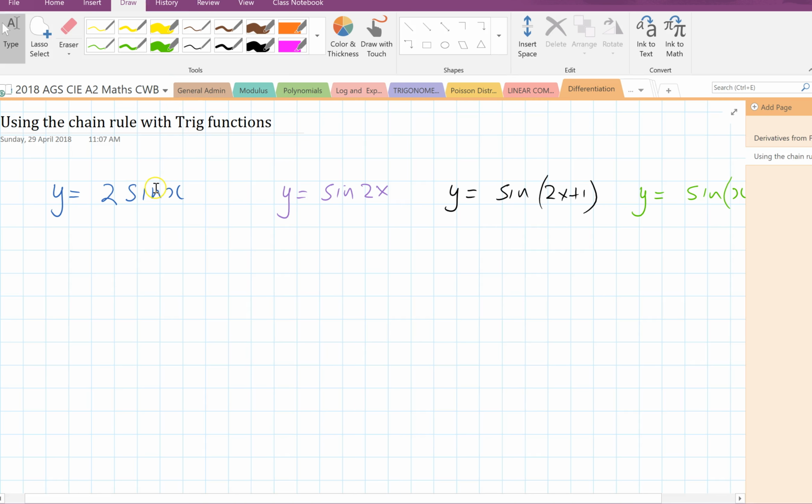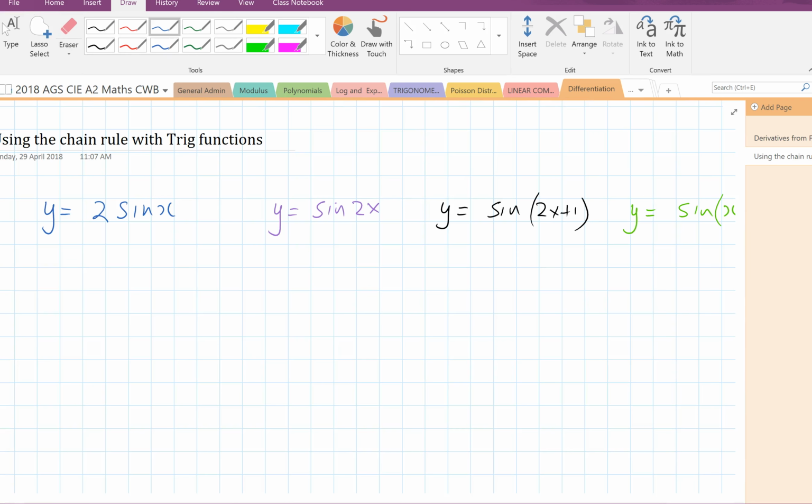So if we look at the derivative of y is equal to 2 sine x, the derivative of 2 sine x with respect to x is going to come up as 2 cos x. Which I suppose is not too surprising. We're expecting that the sine graph is going to become a cos graph. So that's possibly anticipated. Now we need to think about what's going to happen with sine 2x.